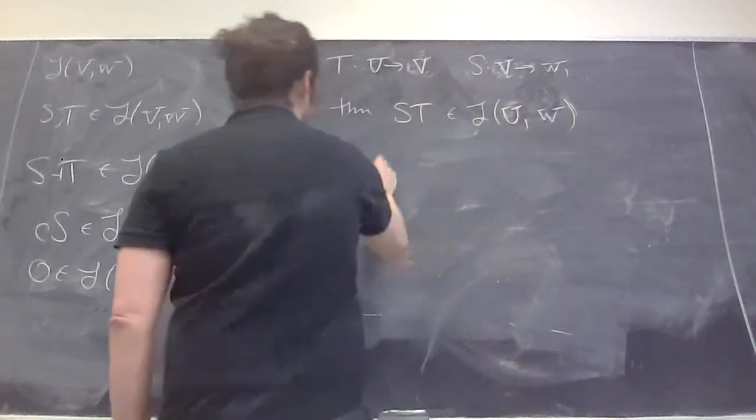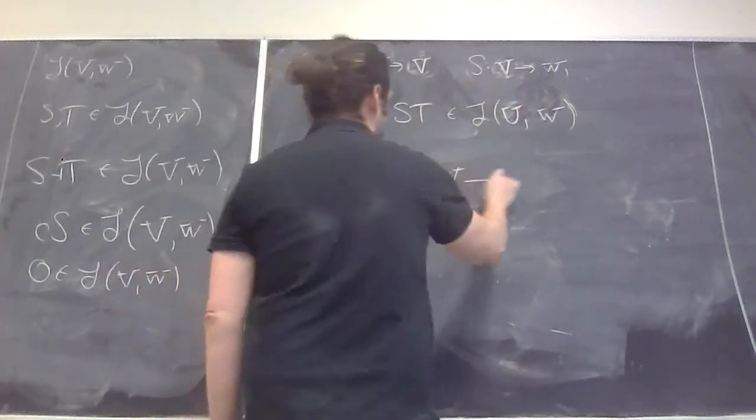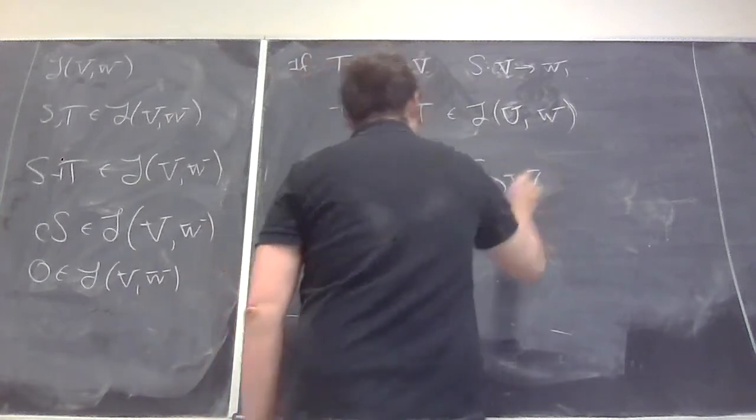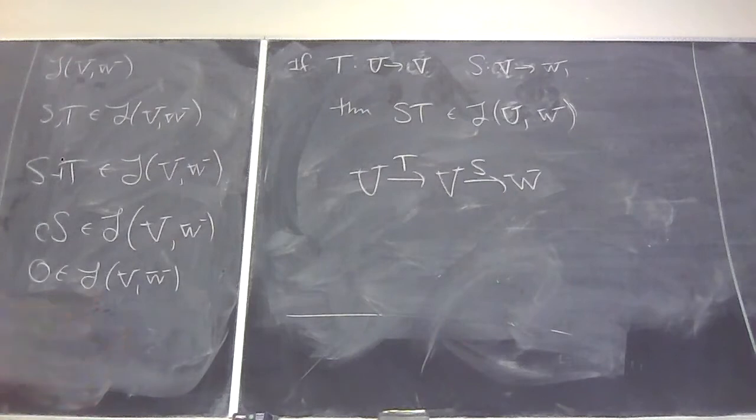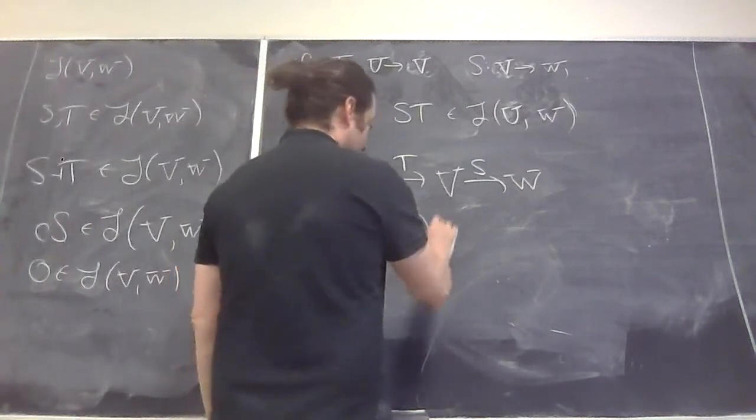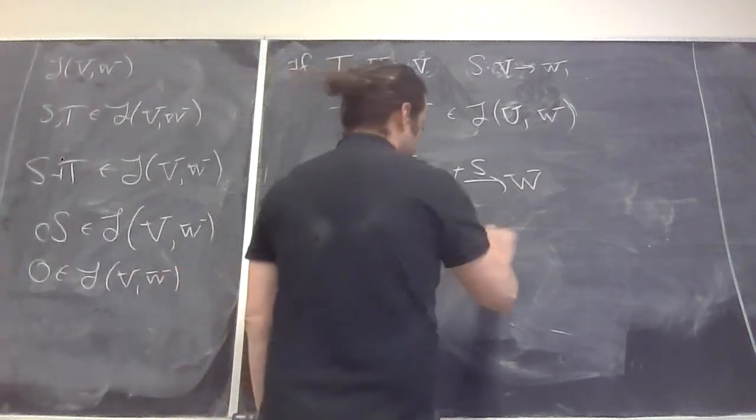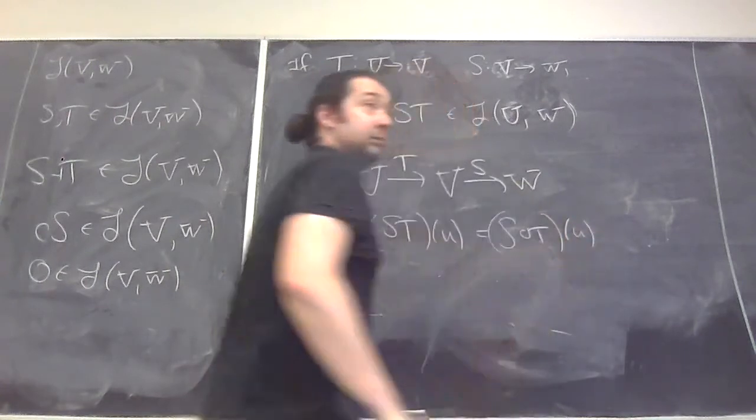The idea is if you have the vector space U, you hit it with T, that spits you out into V, you hit it with S, that puts you out into W. So we can define multiplication by composition. So we define ST applied to some vector u to be equal to S composed with T applied to u.